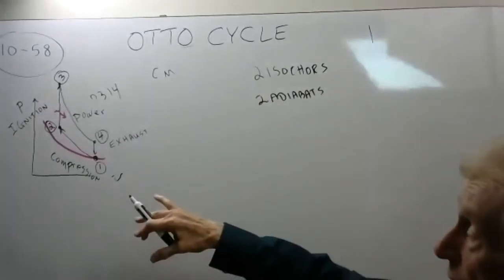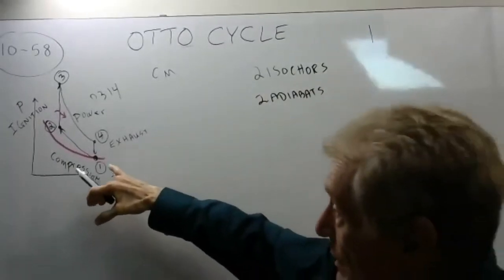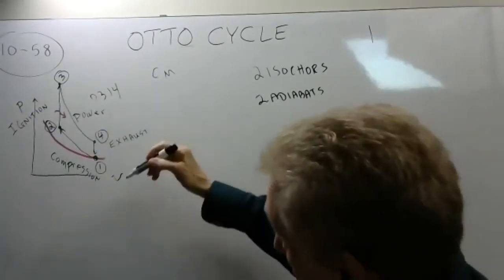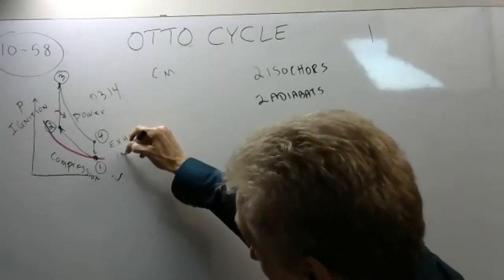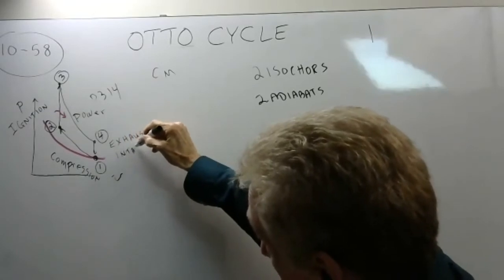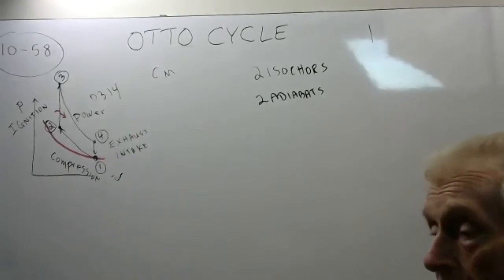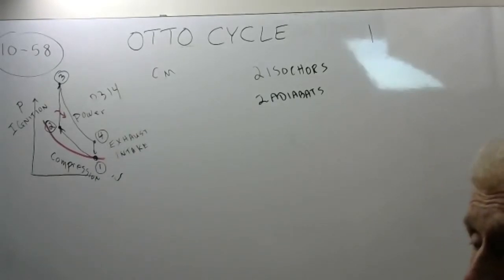But we're modeling this isochore as an exhaust intake. And what really takes place is the crankshaft, the engine goes through a complete 360-degree cycle from 4 to 1.